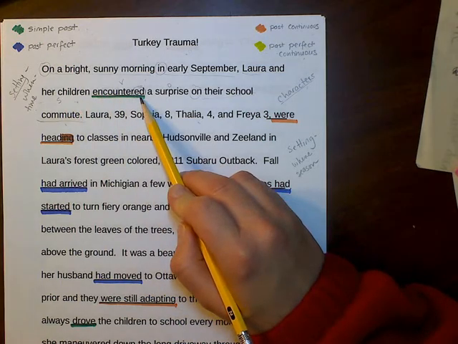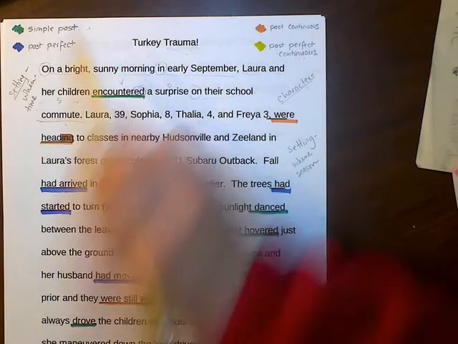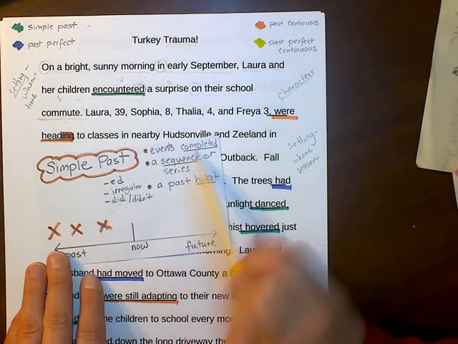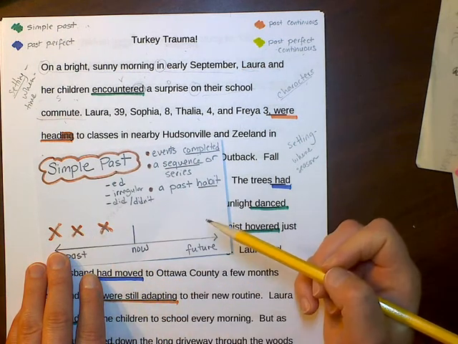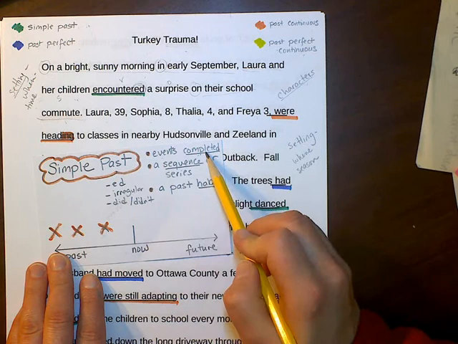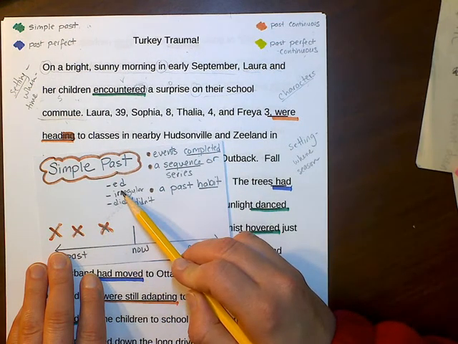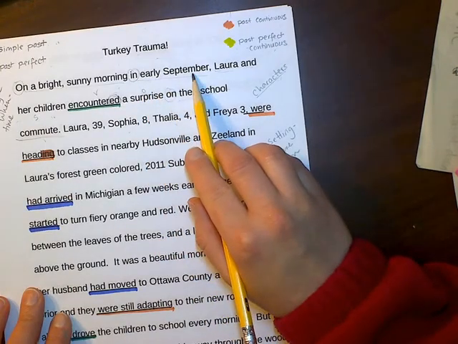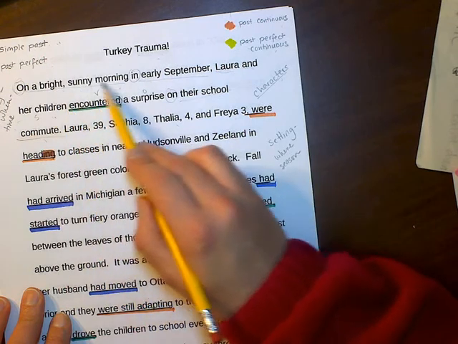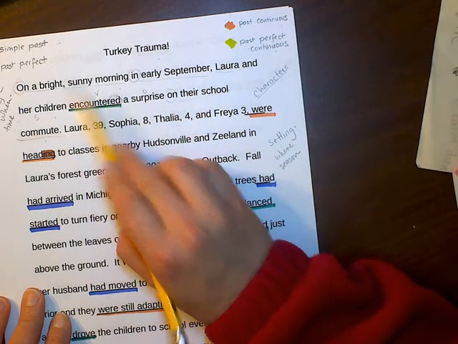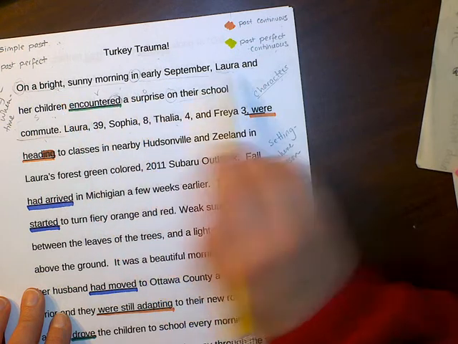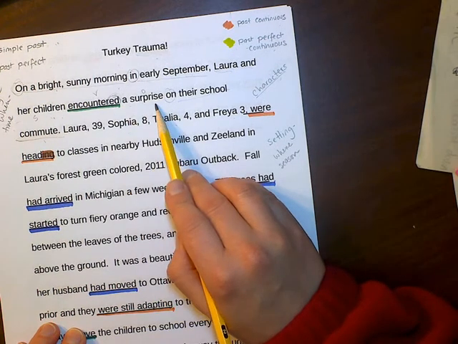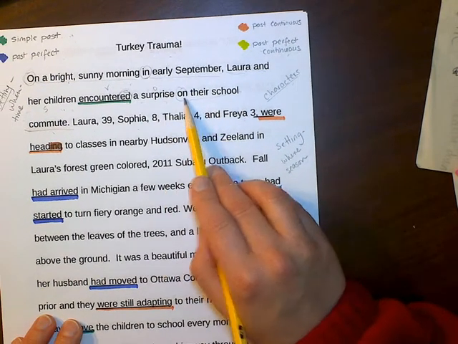They encountered. This is simple past, and I use simple past if an event happened one time and is completed, or if it's a sequence or a past habit. So in this situation, it's one event that happened and it's completed. I use ed here because it's a regular verb. So on a bright sunny morning in early September, these are both prepositional phrases, and they both tell me when and the quality of the day. Laura and her children, subject, encountered what? A surprise. A surprise is the object.